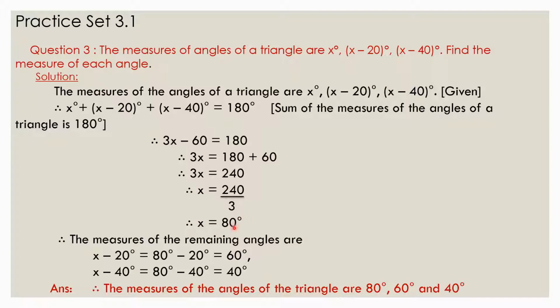Therefore, the measures of the remaining angles are: x minus 20 degrees is equal to 80 minus 20, which is equal to 60 degrees, and x minus 40 degrees is equal to 80 minus 40, which is equal to 40 degrees. Therefore, the measures of the angles of the triangle are 80 degrees, 60 degrees and 40 degrees.